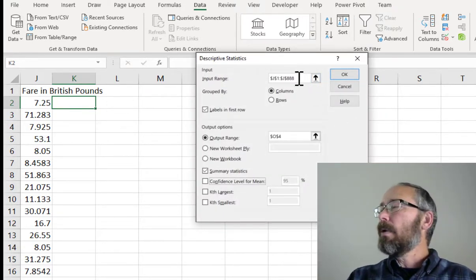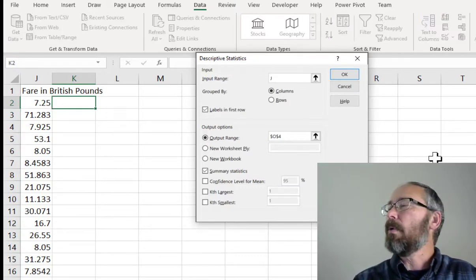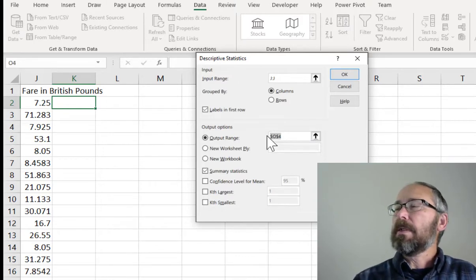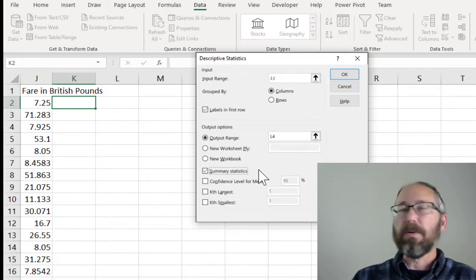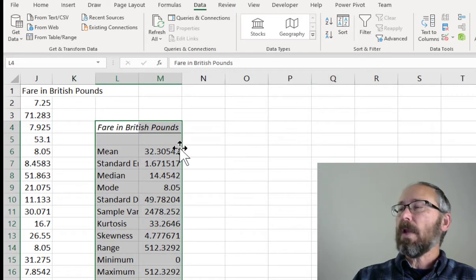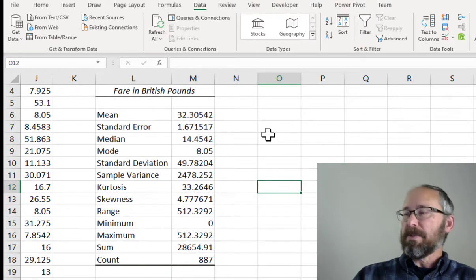What I'm going to do here is select the entire column, and the column I want is J. My output range, let's put it at L4. And I want summary statistics right here, so I'm going to ensure that's checked. Now I can play around with some of these things, but we won't be doing that in this video. When I click OK, I can expand this column here.